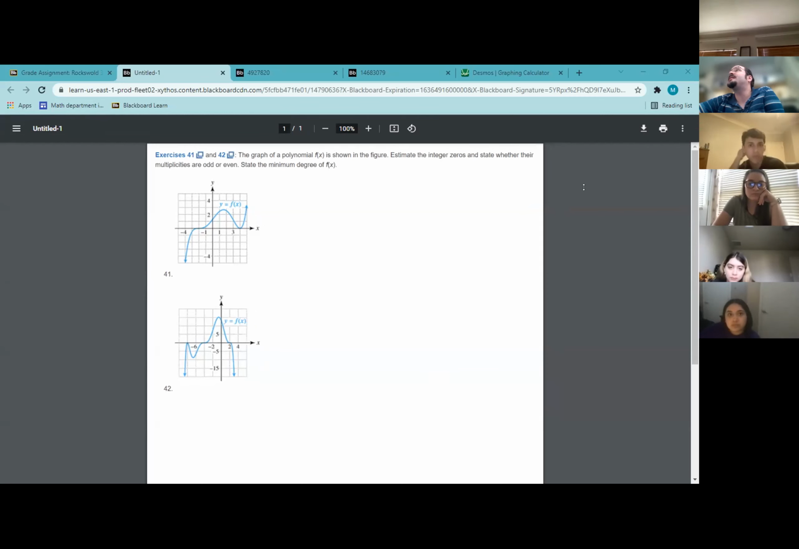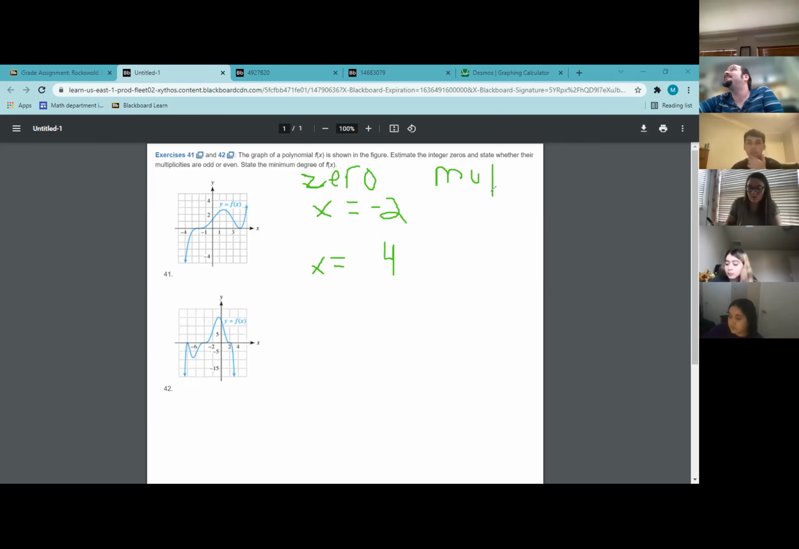So the graph of the polynomial is shown here. Estimate the integer zeros. So can you give me the zeros off of this thing? -2 and then +4. It looks like a -2. It looks like a +4. So if you can do that, you can do at least half of it there. Okay. The other half is talking about what, multiplicities? Mm-hmm. So if we look here at this -2, what sort of multiplicity does this look like? Negative.